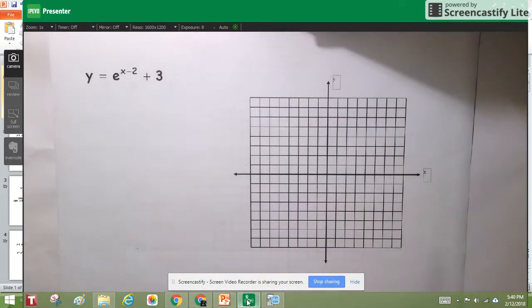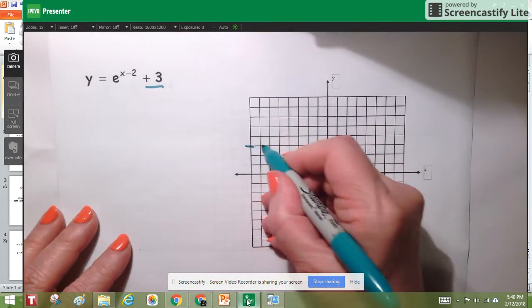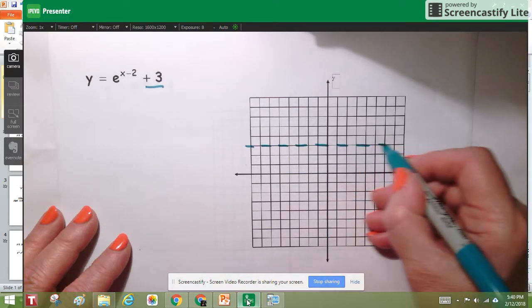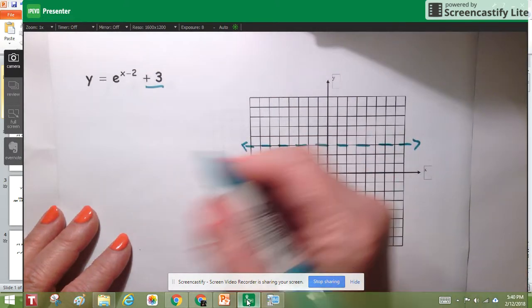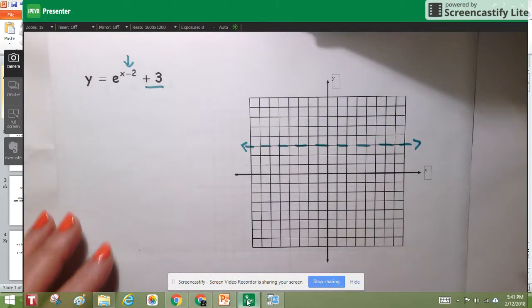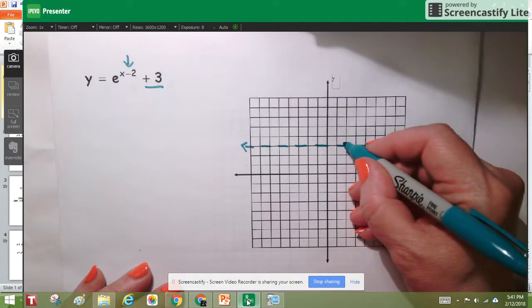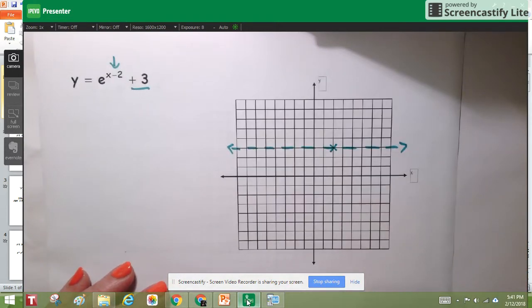Let's take a look at what it would look like if we did have some of those shifts. So once again, we know that this +3 is going to be my asymptote. So let's go ahead and just write it in right now. And this right here is going to be my horizontal shift, and it's always the opposite sign, so it's going to be +2. So I know that right there is going to be my starting point.